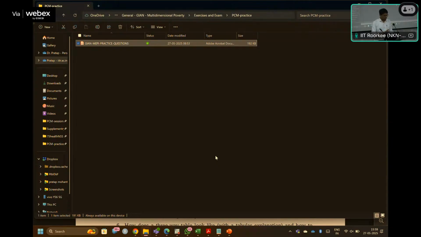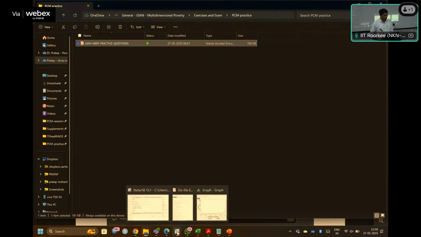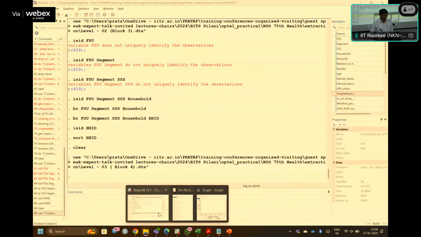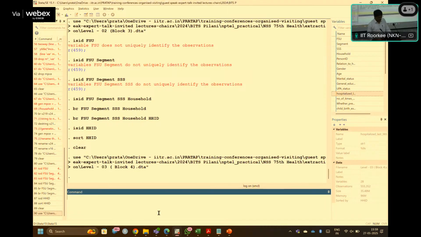Okay, so about your question, I'm just going to show you household file would also not be uniquely identified in some of the files. When we merge the block, sometimes it comes like the observation is not uniquely identified, correct. I'll just show you. So this is our individual file, not the household file.